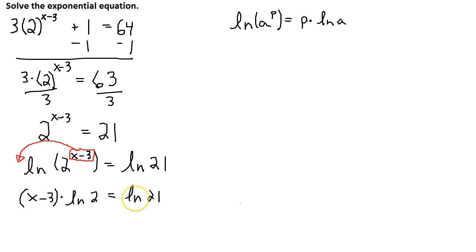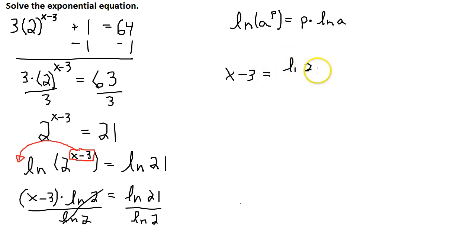Then we have a couple options of where to go next. We could divide by natural log 2, or we could distribute the natural log 2. Let's go ahead and just divide by log 2 on both sides. It's a number, and so we can divide by it. There's no property that will allow us, however, to combine these two logs. And so what we'll be left with is the x minus 3 on the left hand side, and then the division of the two logs: the natural log of 21 divided by the natural log of 2.